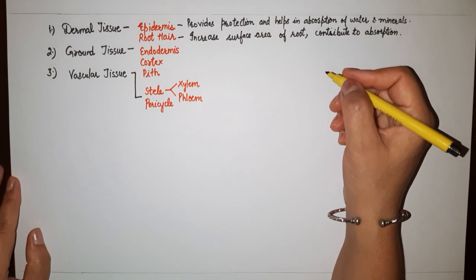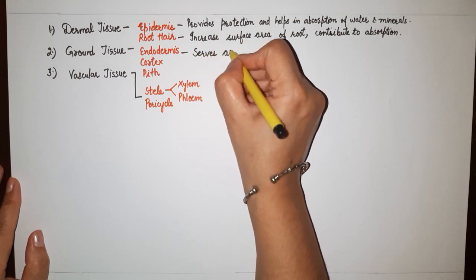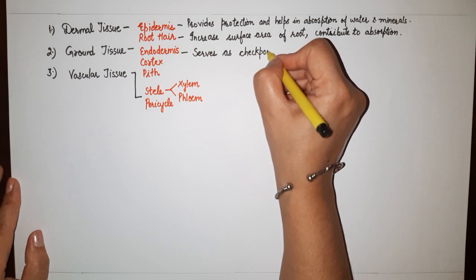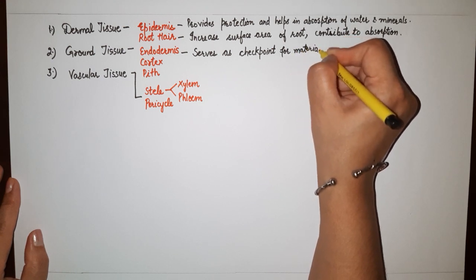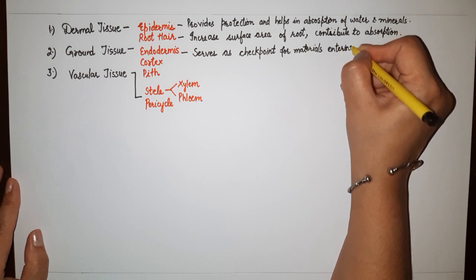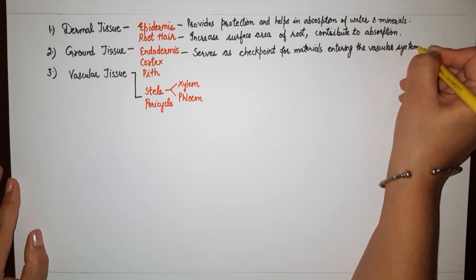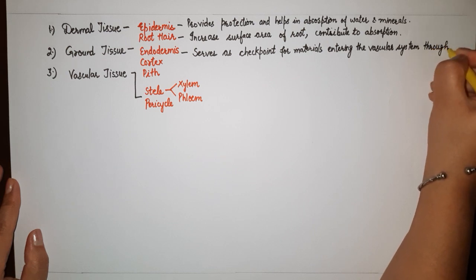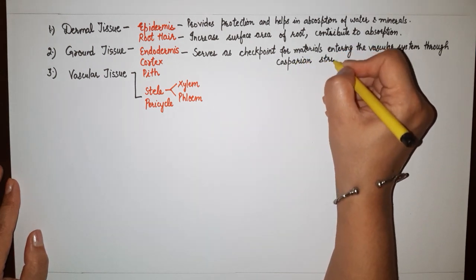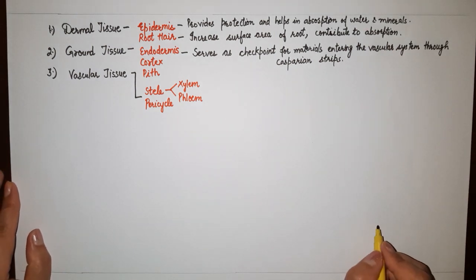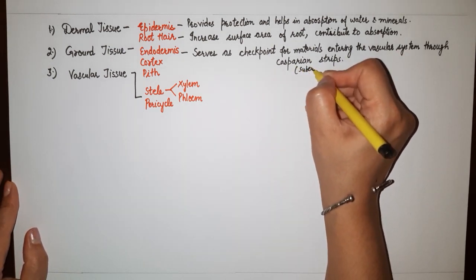Now, ground tissue, endodermis, it serves as a checkpoint for materials entering the vascular system through Casparian strips. What are Casparian strips? These are the thickenings of a waxy substance called suberin.